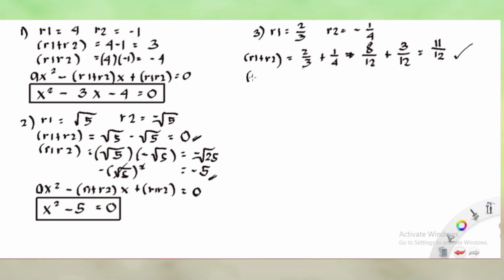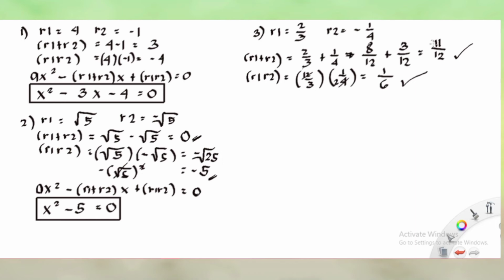Let's have the product, R1 times R2. So we have 2/3 times 1/4. 2 and 4 can be cancelled out, both divisible by 2. 2 divided by 2 is 1, 4 divided by 2 is 2. 1 times 1 is 1, over 3 times 2, which is 6. So the product is 1/6.